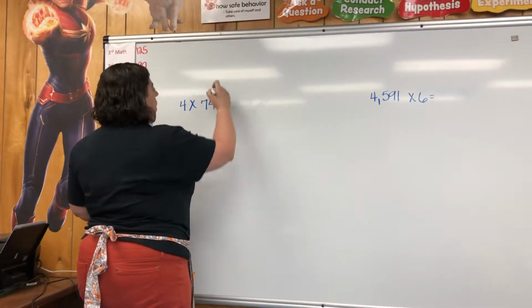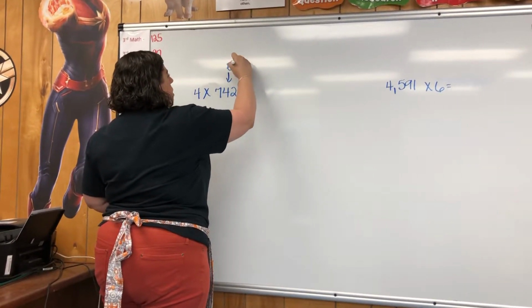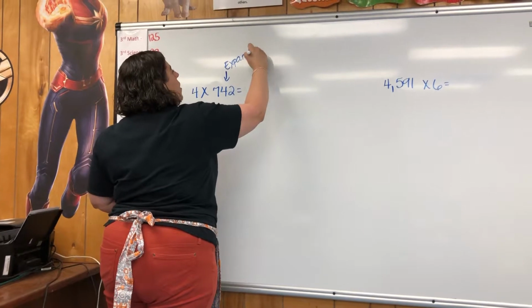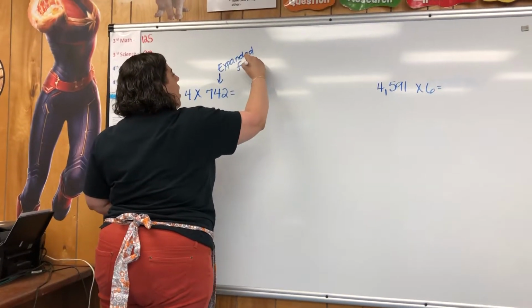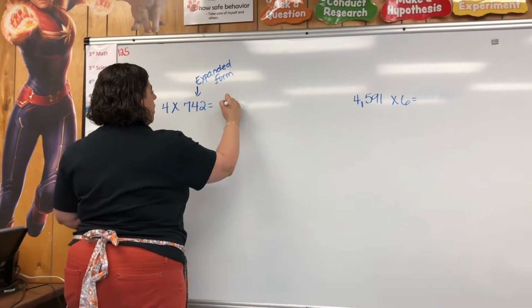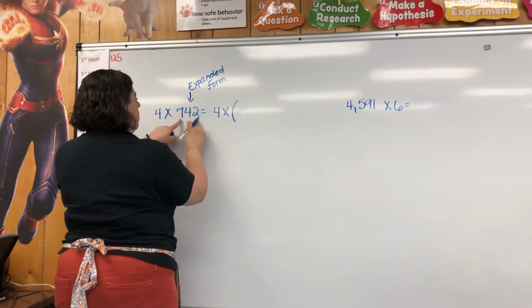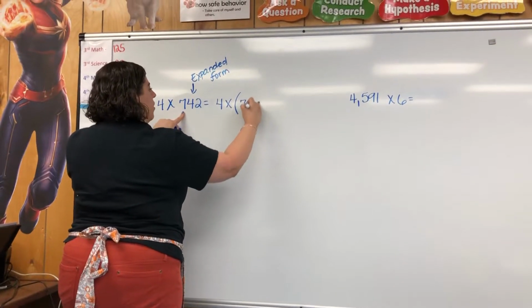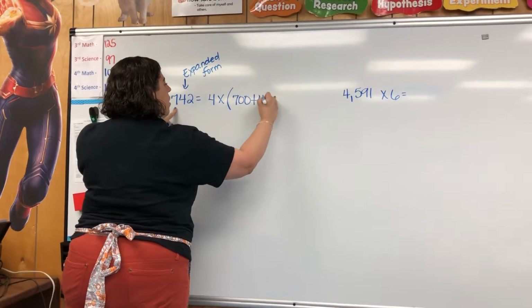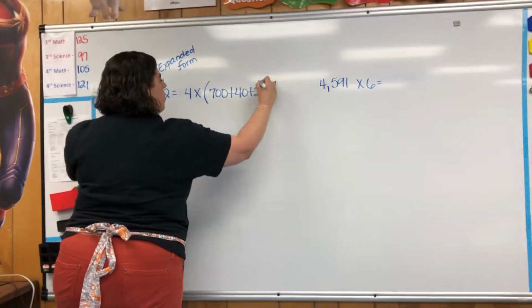In order to do this, we have to remember what expanded form was. In expanded form, we divide the number into its place values. So in other words, we're going to take the 4 times, bring it over, open up parentheses, and split this into its place values: 700 plus 40 plus 2.